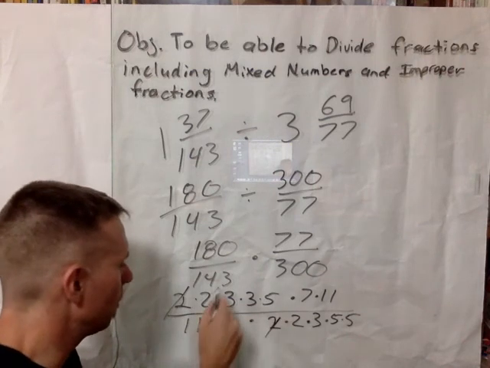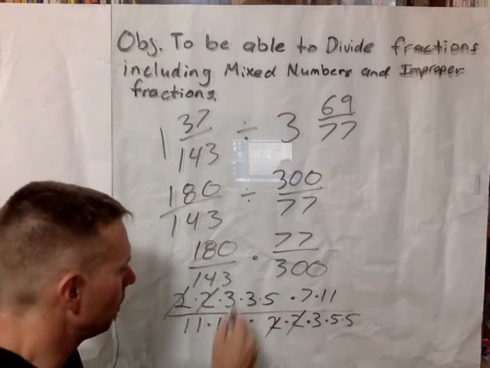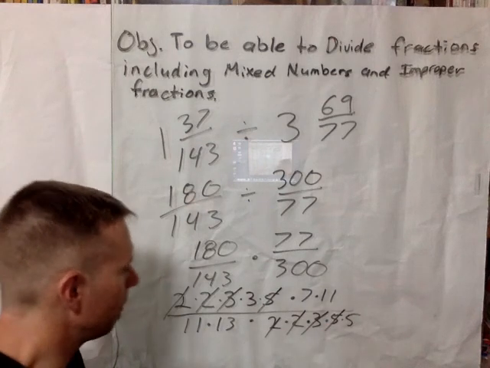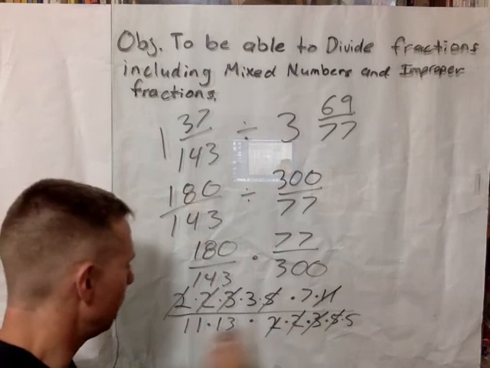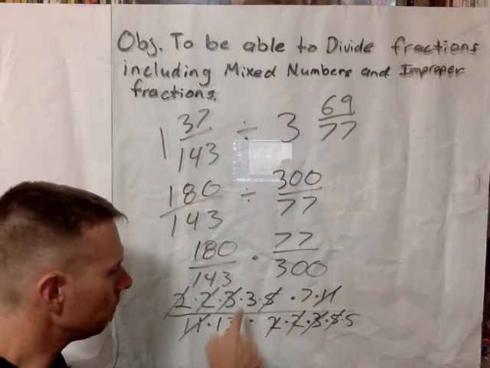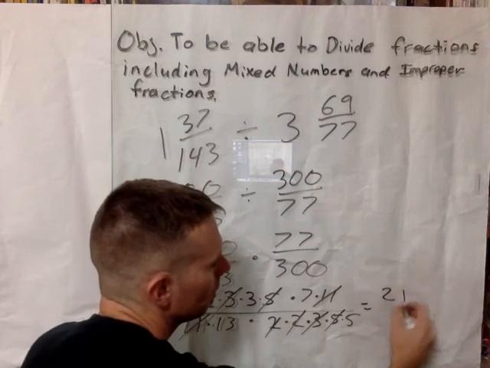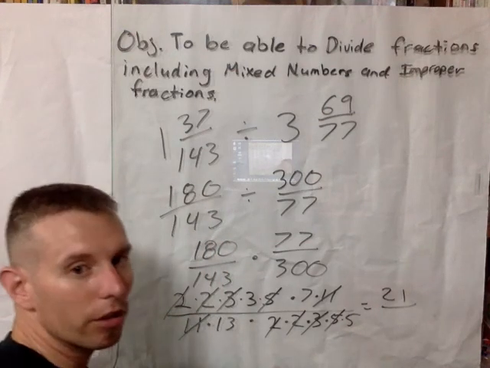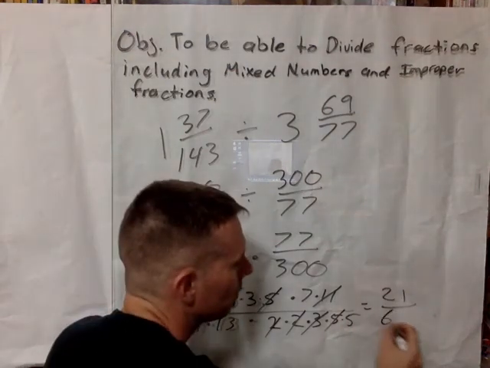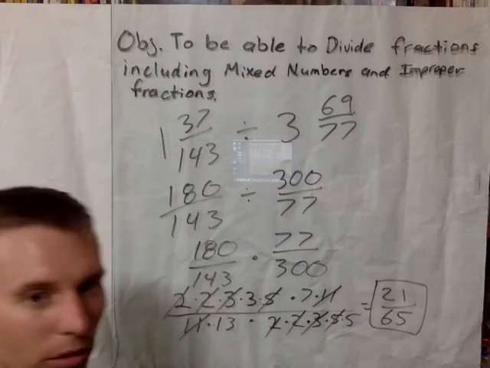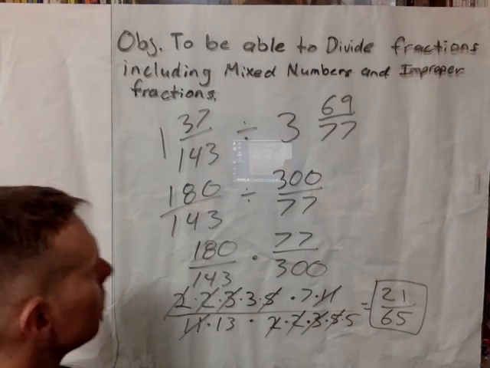2 and a 2, 2 and another 2, 3 and a 3, 5 and a 5, and we have this 11 and 11. 3 times 7 equals 21. 13 times 5 equals 65. And so we're left with 21 over 65.